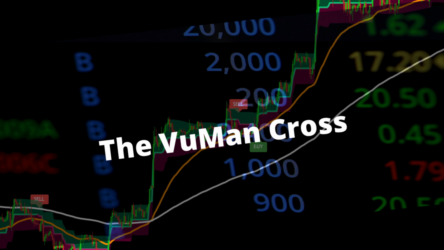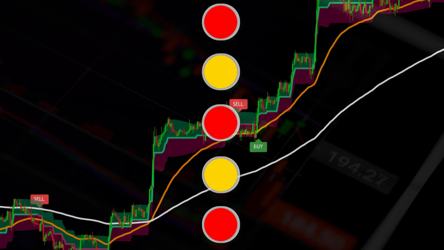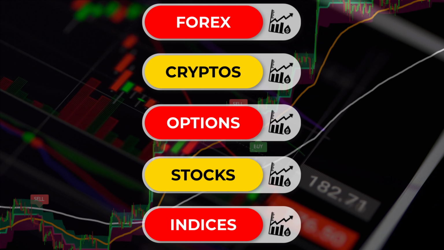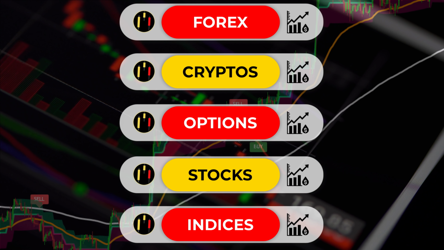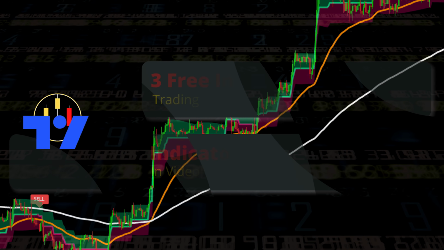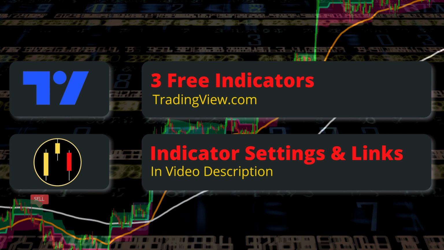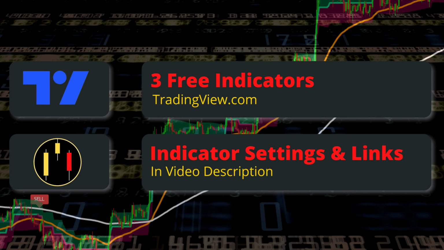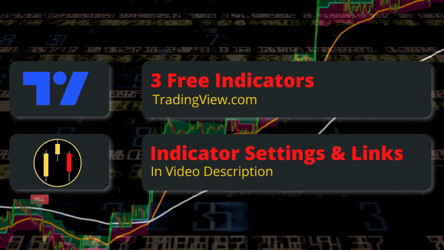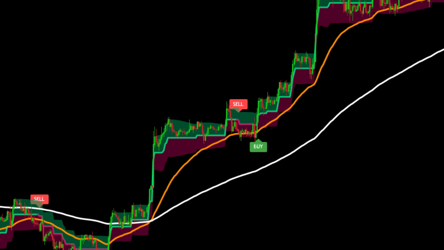I call this system the VuMan cross, and like most trading systems, it can be adapted to Forex, crypto, options, stocks, indices, or any instrument that has significant volume and market participants. This trading strategy uses 3 free TradingView indicators. As always, links and settings to all indicators are listed in the description below.